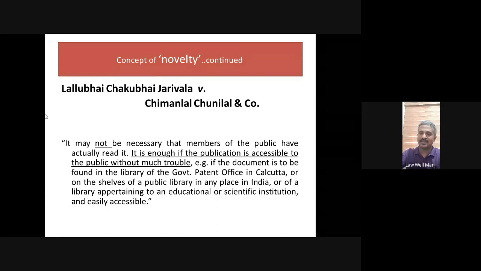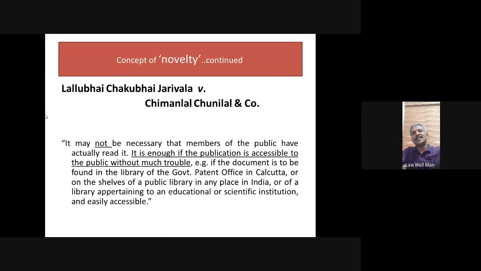The most important sentence I would like to emphasize, I would like you to have a look at, is it is enough if the publication is accessible to the public without much trouble. For example, if the document is to be found in the library of the government patent office in Calcutta or anywhere else, it's an old case and an old observation, but it would still hold good. Or in the shelves of the public library in any place in India or elsewhere.